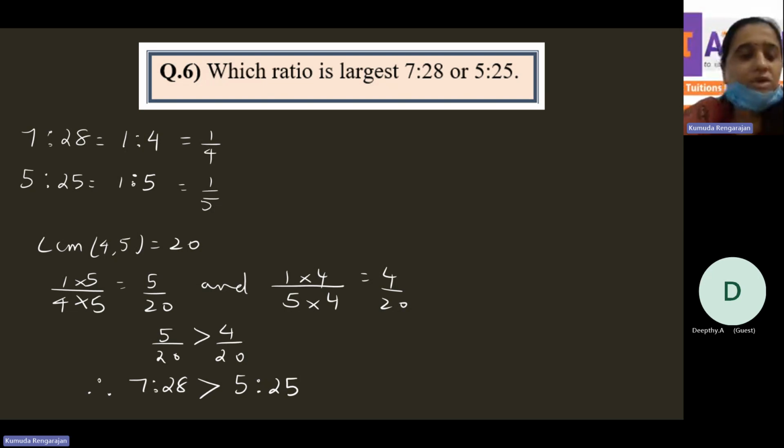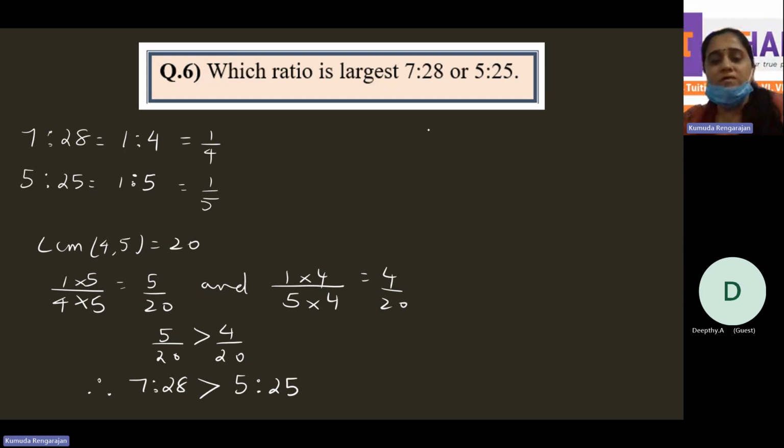20. Okay, so now take the fraction 1 by 4. What is the denominator? 4, no? But you should make it 20. So what should you do? Multiply and divide by 5. Correct? Then the next one, 1 by 5. What's the denominator? 5. But what is the required denominator? 20. So how will 5 become 20 into 4? So multiply the numerator and denominator by 4.